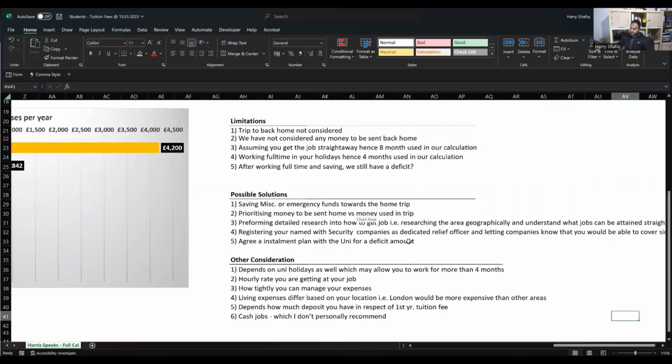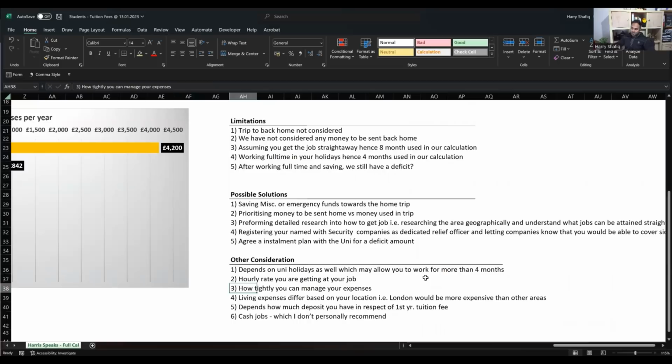Now, looking at other considerations, it depends on your university holidays, which may allow you to work for more than 4 months. I was speaking to a student the other day, and he was saying he gets 5 months off. So effectively, if he gets 5 months off, he can work more full time and earn more money. It also depends on the hourly rate you're getting at your job. Some people might get 12 pounds, and some people might get 9.50, which is minimum wage. So it depends on that as well.